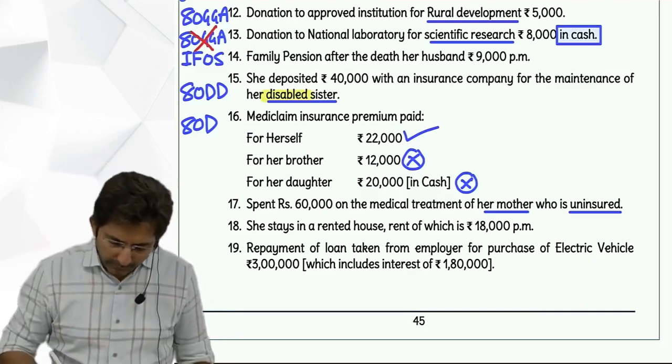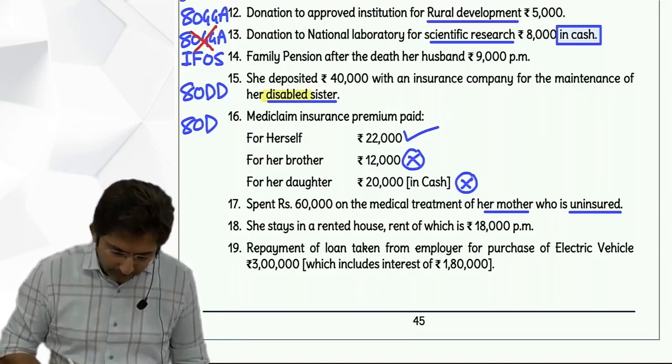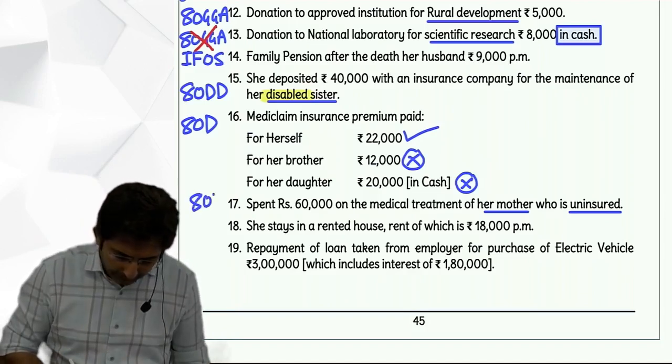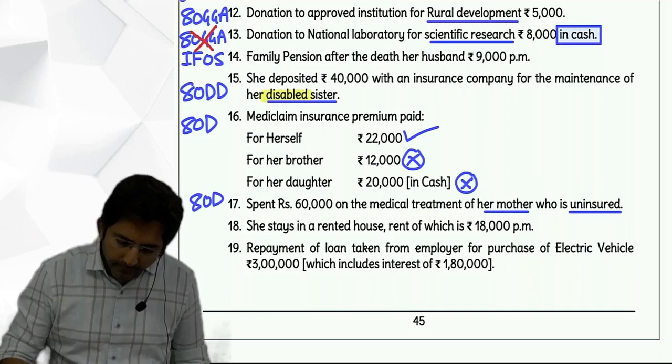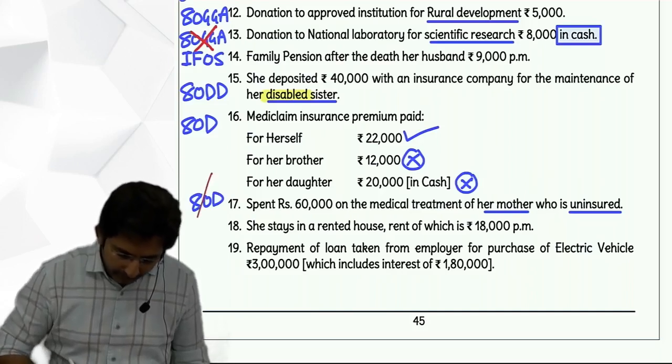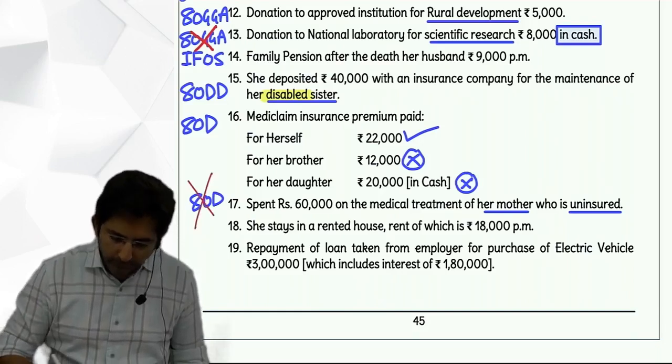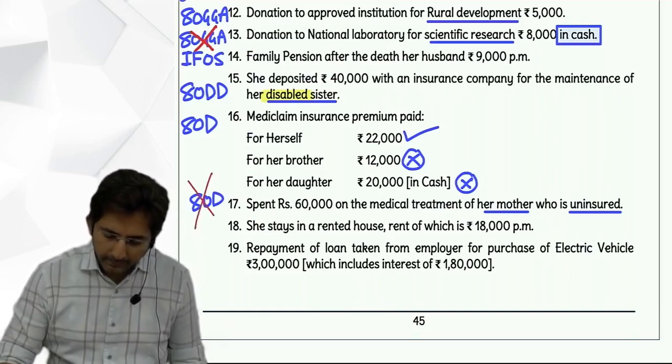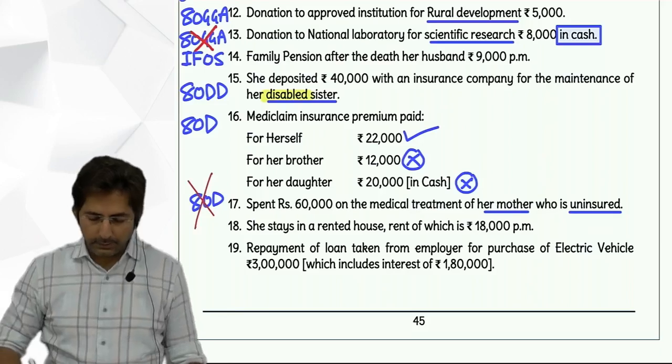So 80D will not come. I'll do one thing: I will write 80D and then I will cut 80D. We felt like 80D, but we can't take it in 80D. Reason being, mother is not senior.